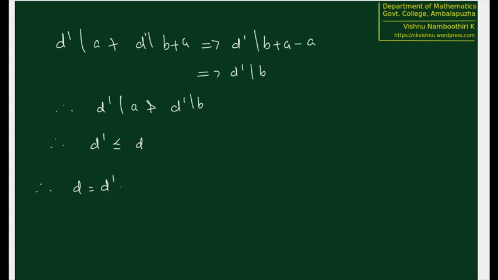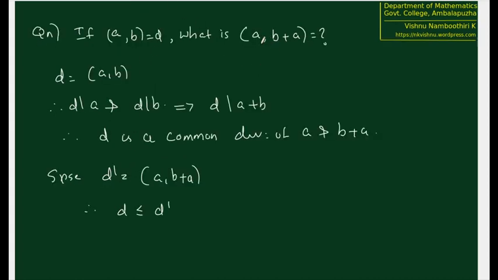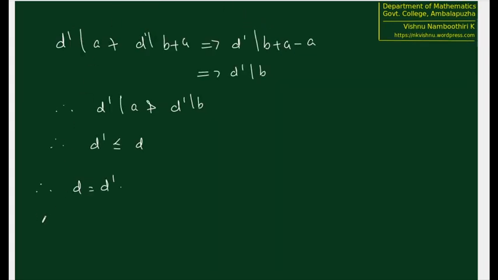In other words, if you add the first number to the second number, the GCD of the numbers will remain the same. In the same way, we can show that the GCD of A and B is equal to the GCD of A and B minus A, instead of B plus A. And one more is A plus B and B. All these things we can verify.